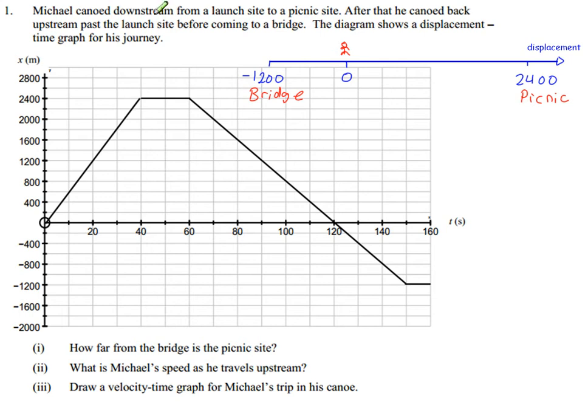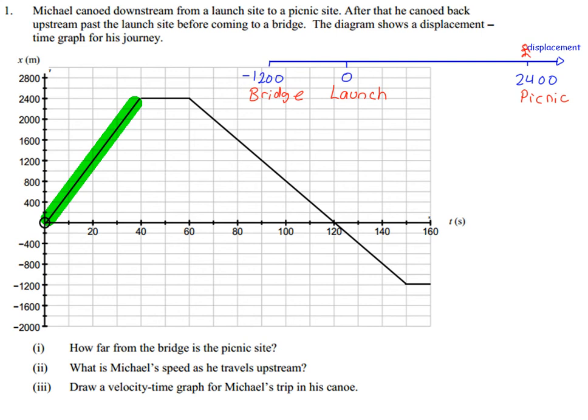Michael canoes downstream from the launch site, which is here, to the picnic site here, and in this portion of the graph the gradient is positive, representing a positive velocity. The gradient for a displacement time graph gives velocity.